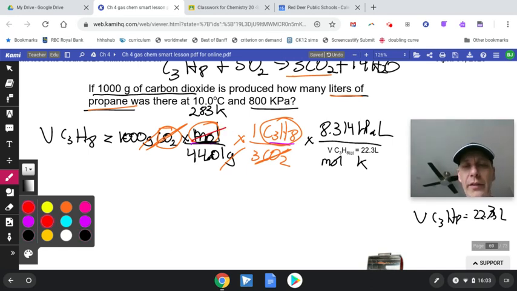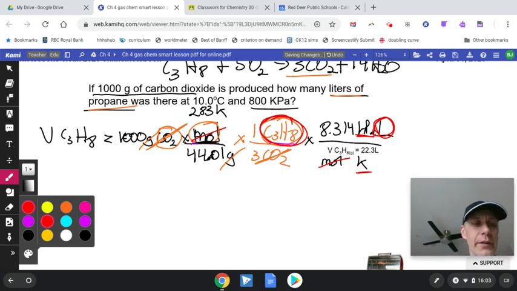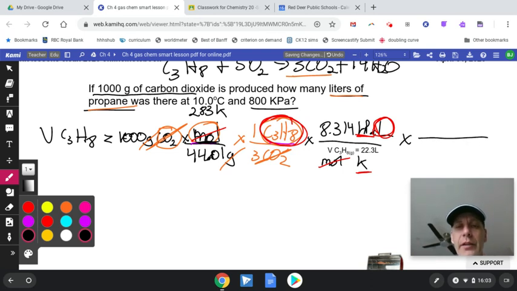So the moles cancel out. I'm looking for liters of propane. So there it is. I keep propane, I keep liters. I need to cancel out the kilopascal, cancel out the Kelvin. All right, so how do I do that? Okay, what goes on top, what goes on the bottom in order to make that cancel out?